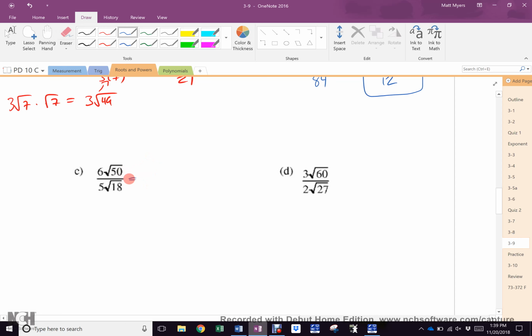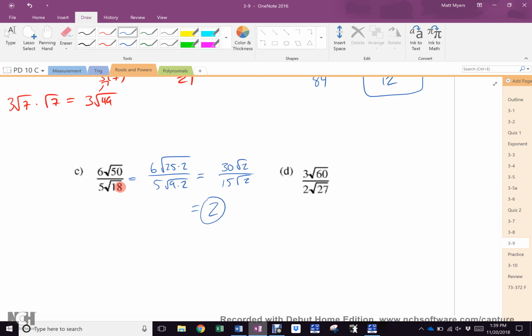Simplify. What is this really? 6. That's 25 times 2. 5. That's 9 times 2. What's this up top? What's coming out? 5. So what do we got? 30 root 2, correct? What do I got here? 15 root 2. What's 30 divided by 15? 2. What's root 2 divided by root 2? 1. So the answer is 2. I didn't even need to deal with that denominator because I simplified first.